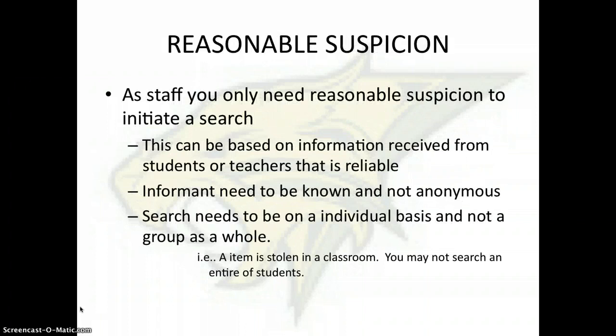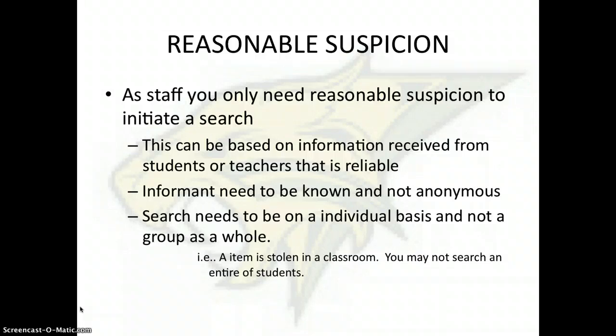We first need to look at reasonable suspicion. As staff, we only need reasonable suspicion to initiate a search. This will not violate their Fourth Amendment rights, but we have to understand that this reasonable suspicion needs to be based first off on information received from students or teachers that is reliable. Make sure that you have a reliable source, someone who is credible, and not a boy who cries wolf, or someone with possible vendettas. This has to be reasonable, from reliable informants.